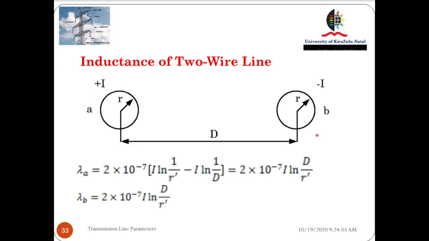So for this configuration, we can find out the flux linkages for each of these two conductors, conductor A and conductor B. For conductor A, the flux linkage will be 2 times 10 to the power minus 7, its own current I, log 1 over its own distance, which was DAA, meaning R prime. DAA is R prime.